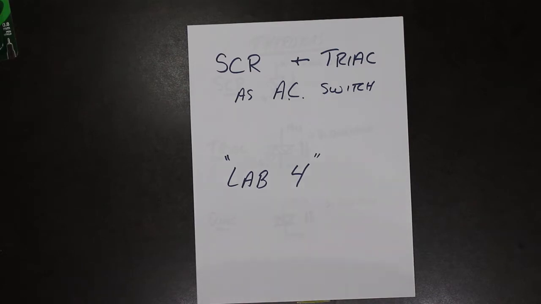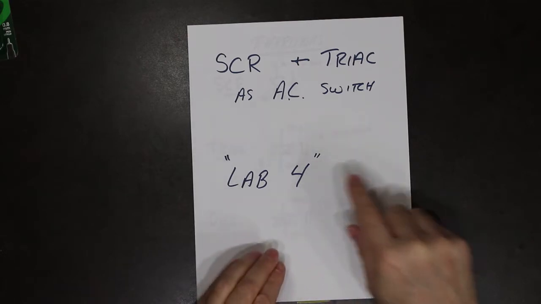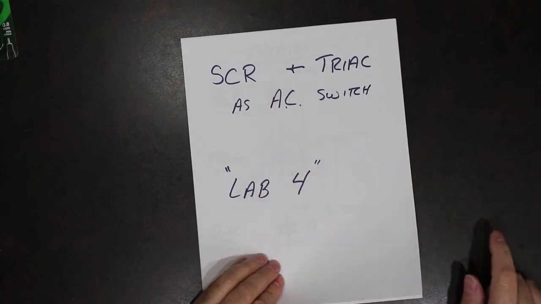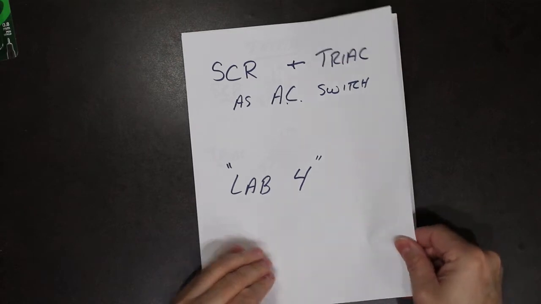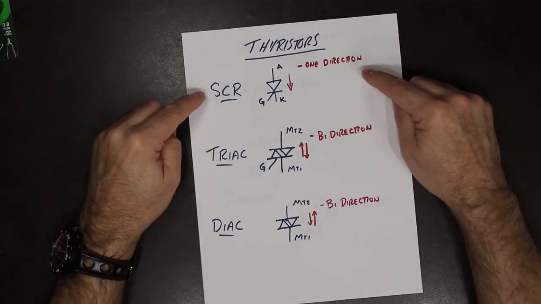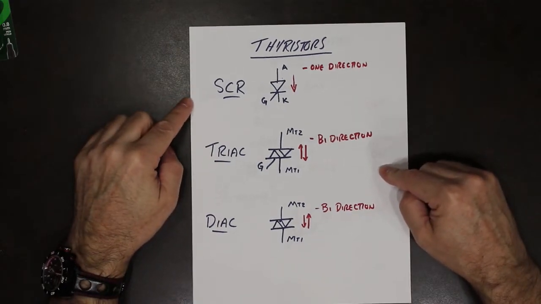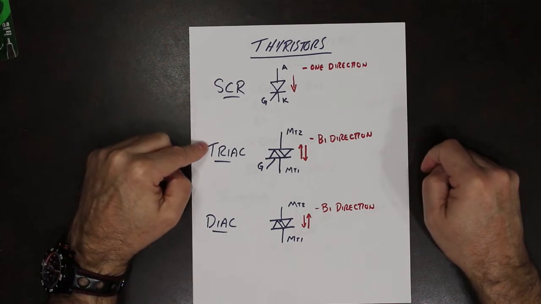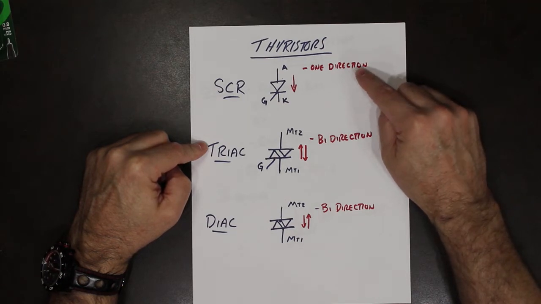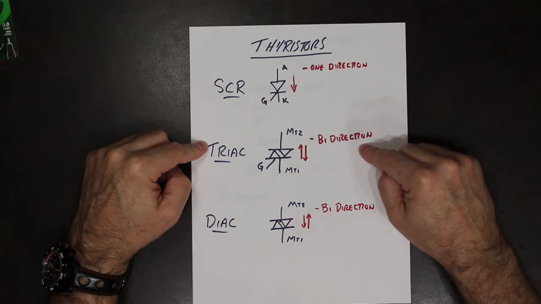Welcome back. What we're going to be doing today is the next in the lecture series for Power Electronics ELIC 316. And what we're going to be focusing on today is lab number 4, which is the SCR and the triac as an AC switch. So if you remember from the last lecture, we have different thyristors, and the two that we're going to be focusing on this week are the SCR and the triac. The SCR is a one-directional device, and the triac is a bi-directional device.